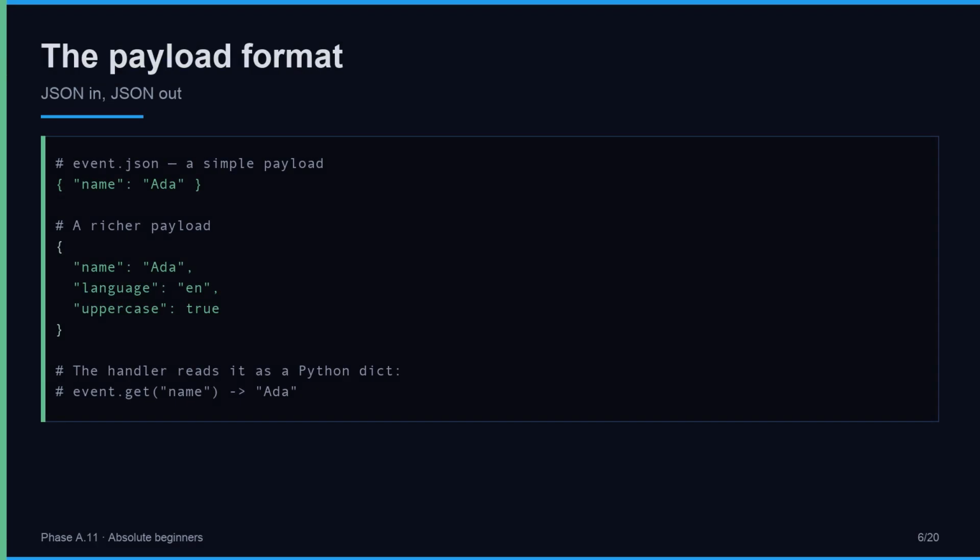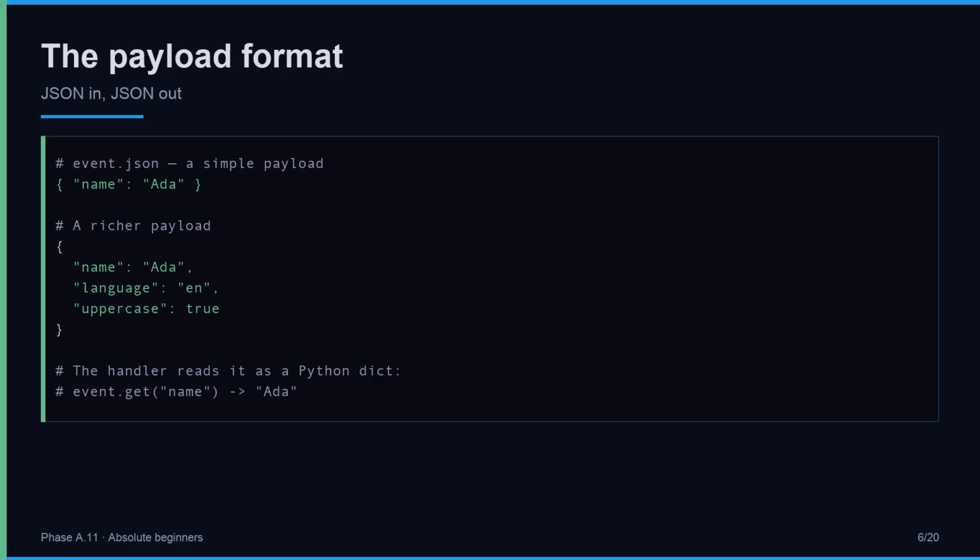Lambda speaks JSON. The payload you send is a JSON document, usually a single object with keys. A simple payload has one key, like name. A richer payload has several keys, like name, language, and uppercase. Inside the handler, that JSON arrives as a normal Python dictionary, so event.get("name") returns the string Ada. Whatever you put in the payload shows up in the event argument.